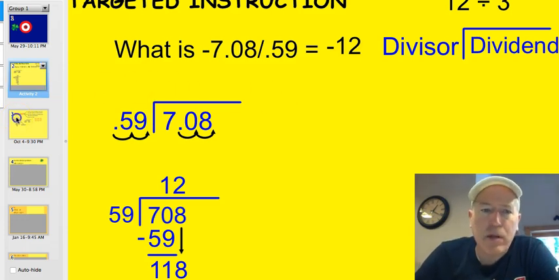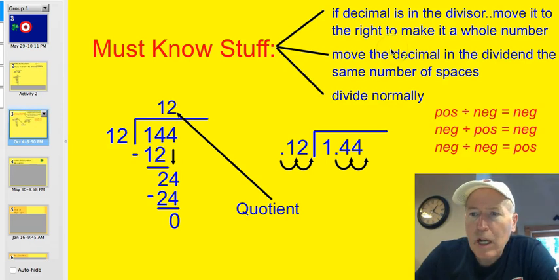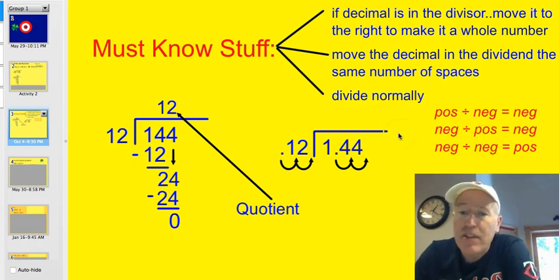Let's take a look at some other stuff you're probably going to need to know to be able to do this. Quick review of dividing decimals. If the decimal is in the divisor, move it to the right to make it a whole number. Then move the decimal in the dividend the same number of places. Go ahead and divide normally, and when you're done, deal with the positives and negatives. Keep in mind, a positive divided by a negative will give you a negative. A negative divided by a positive will give you a negative, because different signs will produce a negative answer. However, if it's a negative divided by a negative, same signs will give you a positive answer. And I didn't put it down there, but of course a positive divided by a positive is also a positive answer.